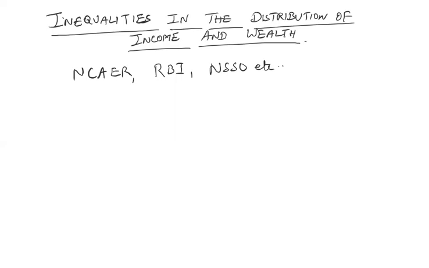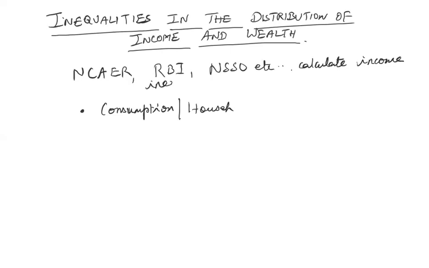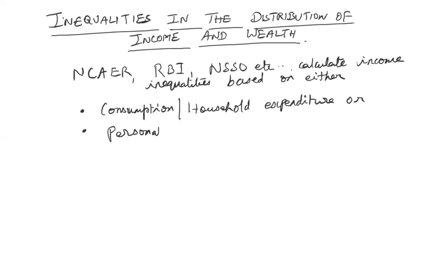Okay. So these agencies calculate income inequalities based on either consumption or household expenditure, or personal income. That means either the expenditure method or the income method.